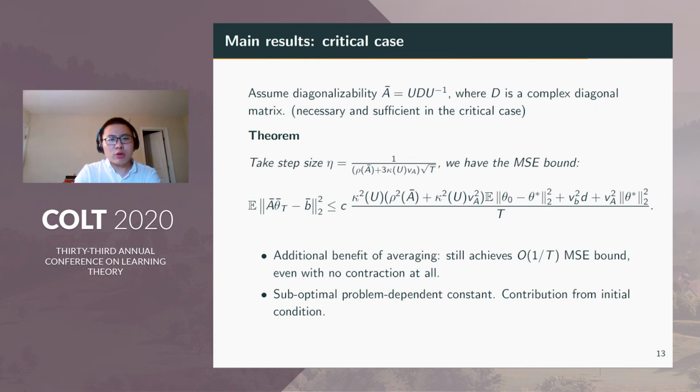However, even in this extremal case, we show some additional benefit of averaging. In particular, assuming that the population level matrix is diagonalizable with non-negative real parts in the eigenvalues, we can show a non-asymptotic MSE bound that achieves the optimal order 1 over t rate, even if there's no contraction in the iteration at all. The downside of this theorem is that it has a suboptimal problem-dependent constant, and the contribution from initial conditions is not exponentially forgotten.